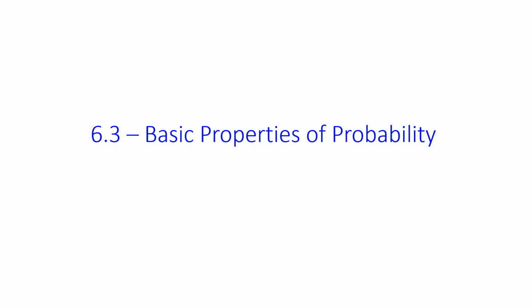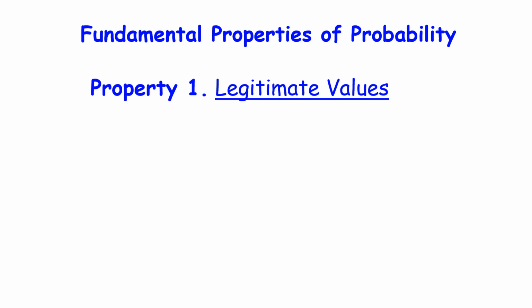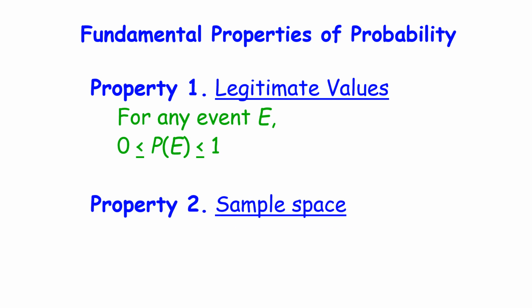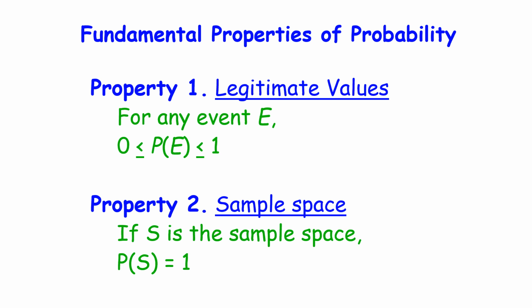In this video, we're going to be talking about the basic properties of probability. Probability rules. Let's talk about fundamental properties of probability. Property 1, legitimate values. For any event E, the probability of E is going to lie at or between 0 and 1. Property 2, sample space. If S is the sample space, then the probability of S equals 1.